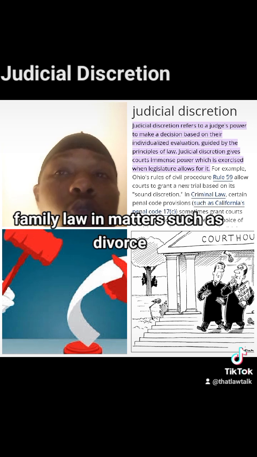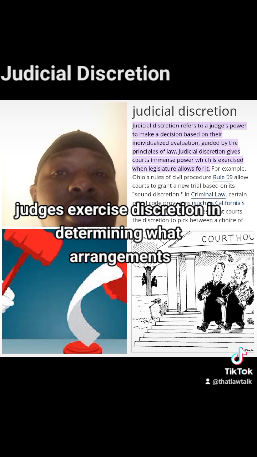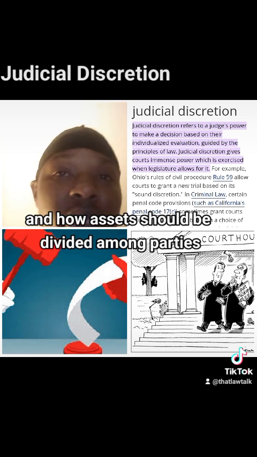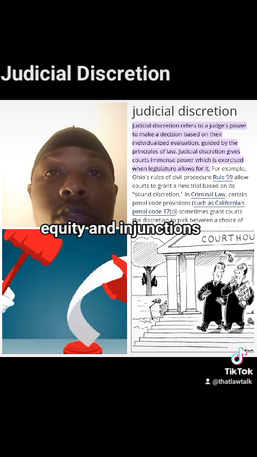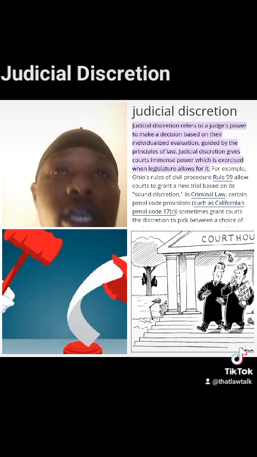Family law. In matters such as divorce, child custody, and spousal support, judges exercise discretion in determining what arrangements are in the best interest of the children involved and how assets should be divided among parties. Equity and injunctions. Judges exercise significant discretion in cases that involve equitable remedies like injunctions.